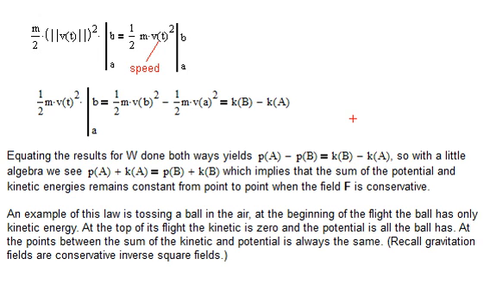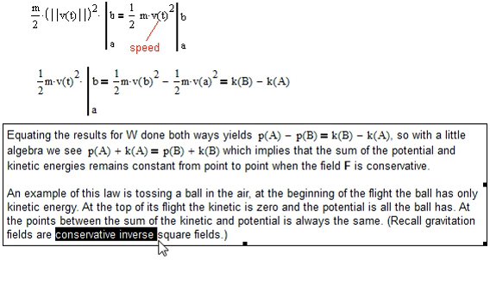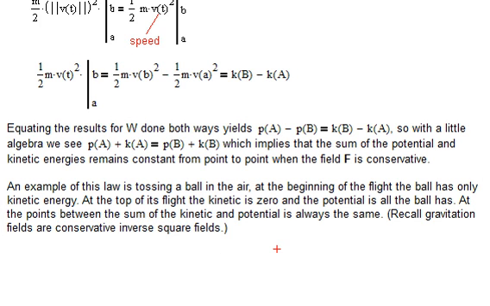An example: toss a ball in the air. At the beginning of the flight, the ball has only kinetic energy. That's all. No potential. At the top of its flight, the kinetic is 0, but the potential is all the ball has. But if you add the potential plus the kinetic, it's constant during the entire thing. So at the points between, the sum of the kinetic and potential is always the same. Recall, gravitational fields are conservative inverse square fields, right?